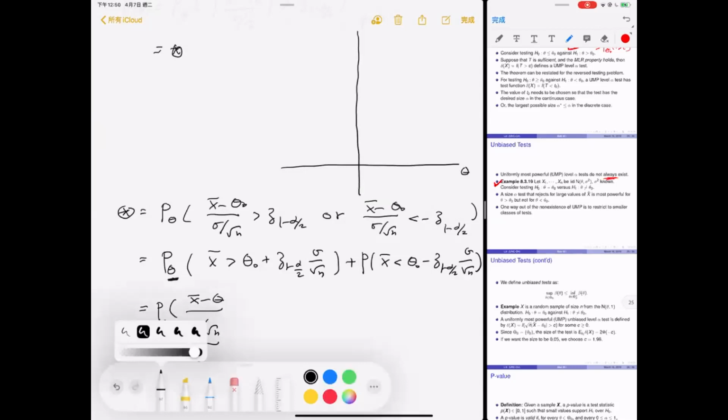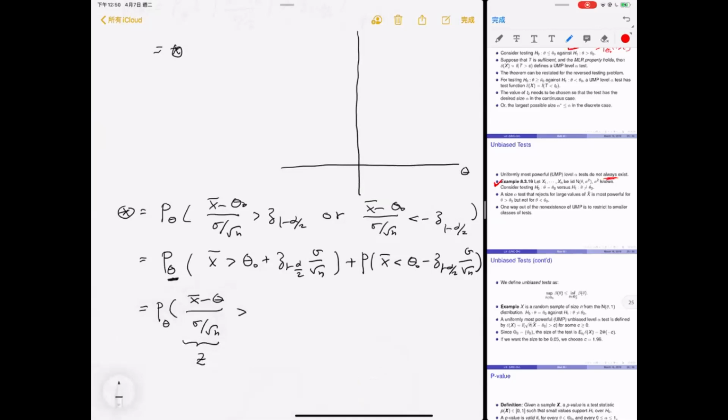So then whatever I do in the left hand side, I do in the right hand side. That means theta 0 minus theta divided by sigma squared divided by n. Then plus, right? Oh no, not plus. Minus theta 0 divided by, then plus z 1 minus alpha over 2. Step back to look at minus theta 0, divided by sigma divided by root n. Yes, I think I got it.